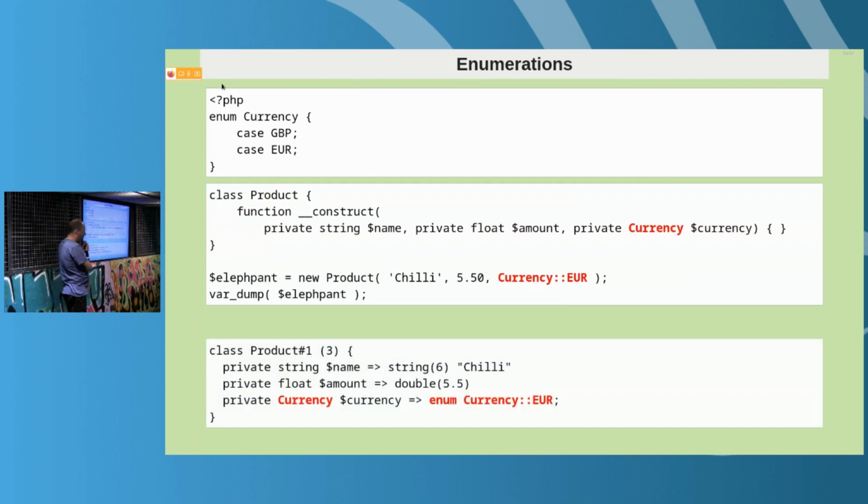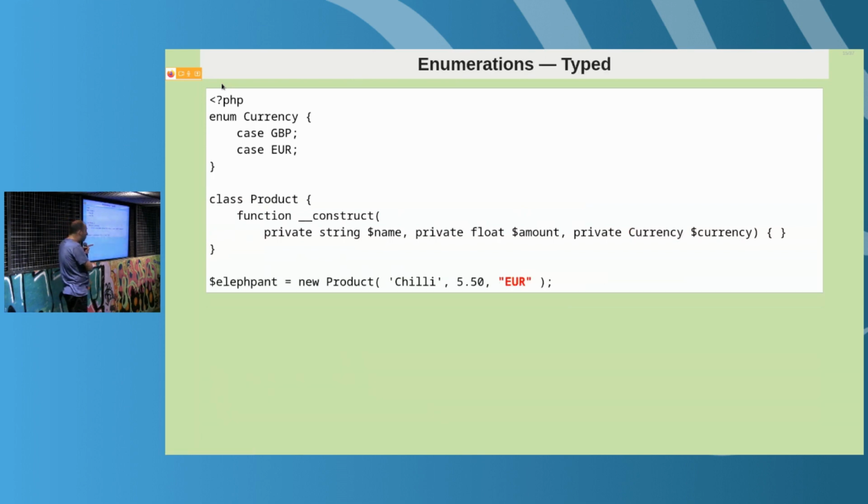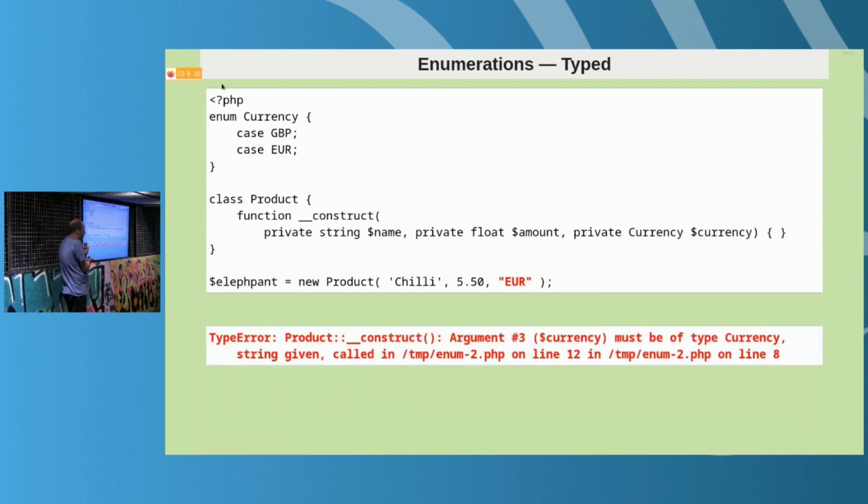If you then do a var dump of it, you get something back like this, and it will tell you that it's an enumeration value, and not the string EUR, for example. That's important, because if you pass in EUR as a string, anybody want to guess what you get back now? An error. You get a type error because you're passing in a string and not a Currency value. That's good.